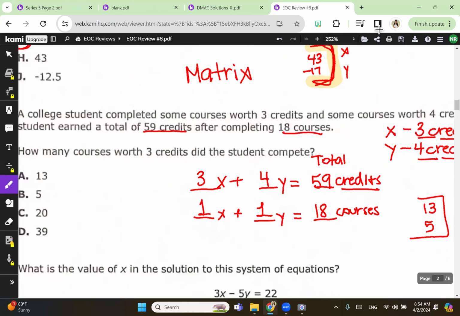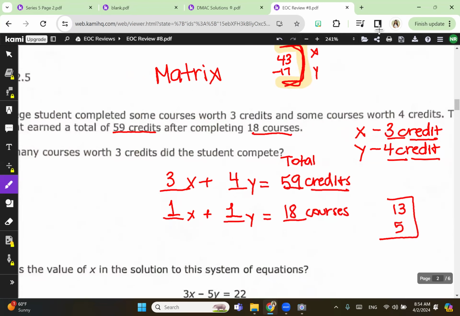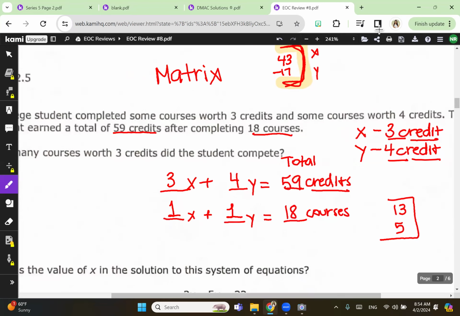All right, so how many courses worth 3 credits? Are we looking for the X or the Y value? So X. The X value. 13 was worth. So that means we took 13 courses. The answer is A.